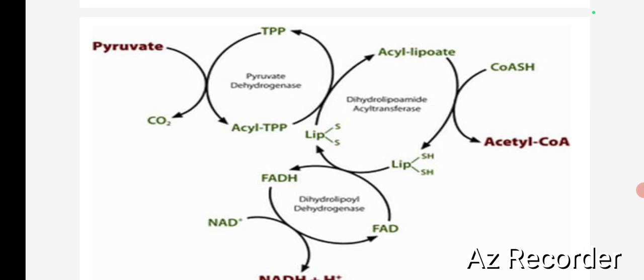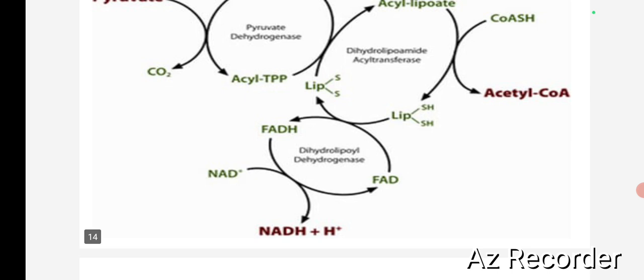The reduced form of lipoate then reacts with FAD to form FADH2 and then releases the oxidized form of lipoate. The FADH2 then reacts with NAD to form FAD. Finally, we get the reduced form, NADH plus H+. Here we are producing, here we can get the acetyl-CoA.